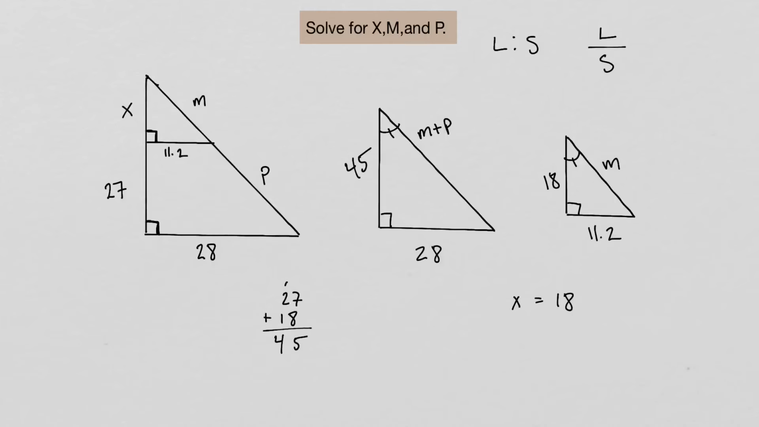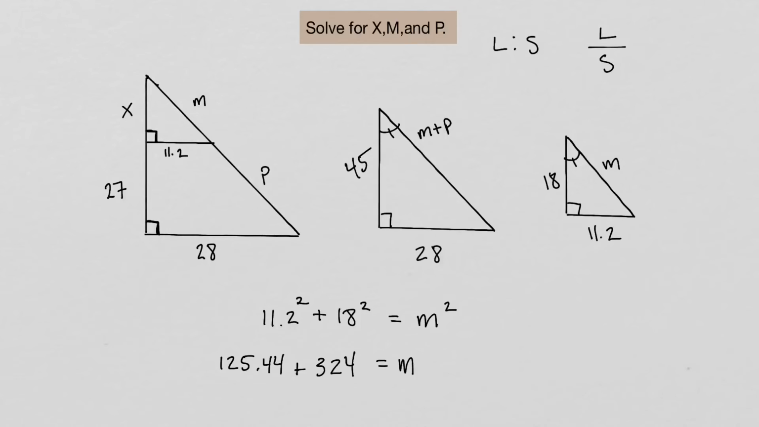What I suggest now is going after this variable m. To do that, we're going to use Pythagoras theorem. For a right triangle, a squared plus b squared equals c squared, where c is the hypotenuse, for right angle triangles only. So 11.2 squared gives us 125.44, plus 18 squared equals 324. I'm going to say that equals m squared.